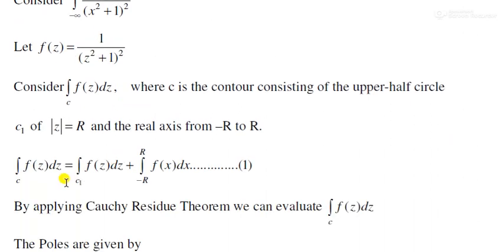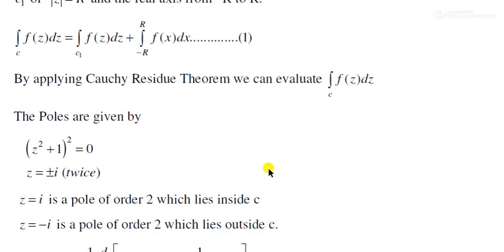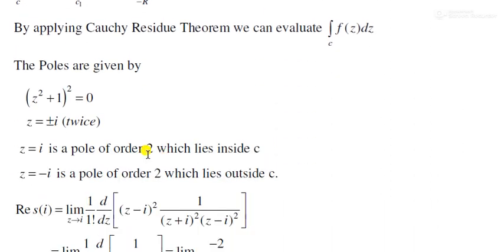Using the same idea, integral over C of f of z dz is equal to integral over C1 of f of z dz plus integral from minus r to plus r of f of x dx, marking this as equation number 1. And by applying the concept of Cauchy's residue theorem, we need the concept of poles, that is equating the denominator of f of z equal to 0. (z square plus 1) the whole square equal to 0 gives the value of z equal to plus or minus i, and it is repeated twice because of this whole square term.